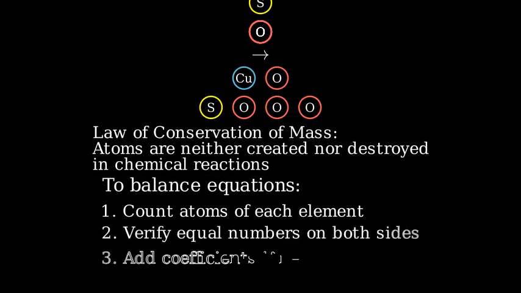And that's how we verify that a chemical equation is balanced. Remember to always count the atoms of each element on both sides of the equation to ensure they're equal.